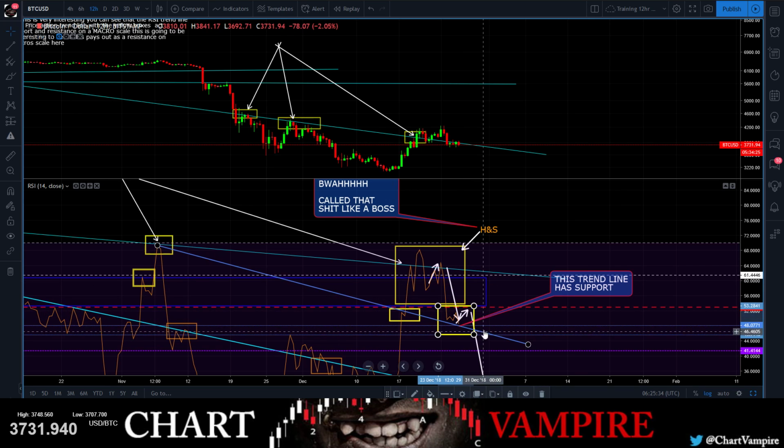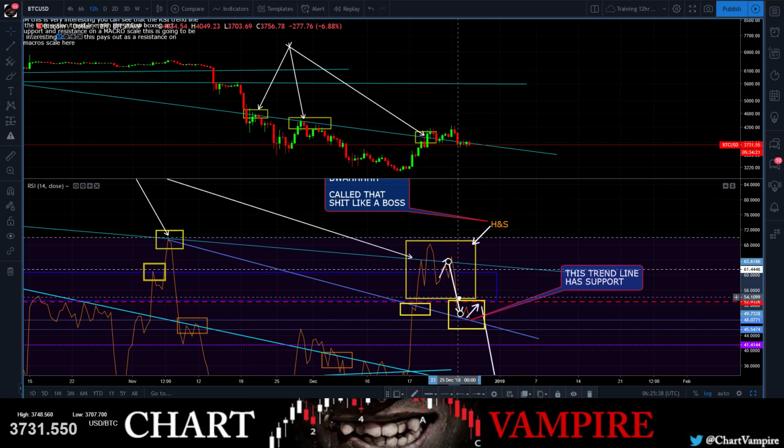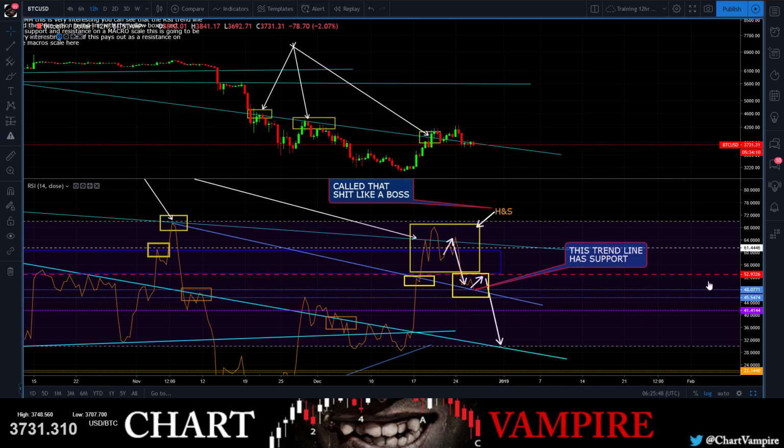Boom, up, down. All right, so we are testing. I'm sliding this over just so I don't get any trolls. Okay, look at that bounce. Oh my God. If this breaks through, this is going to be a giant head and shoulders pattern that I literally called out on December 21st. I called that pattern out December 21st when we were still going down right here.